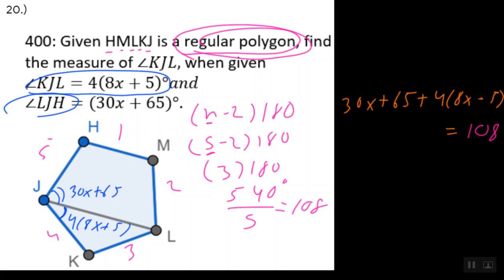Now notice, it's not just asking us for x. Once we find out what x is, it says find the measure of KJL, and so you'll notice that KJL is that 4 parentheses 8x plus 5. So whenever you find out what x is, you can go ahead and plug it in.